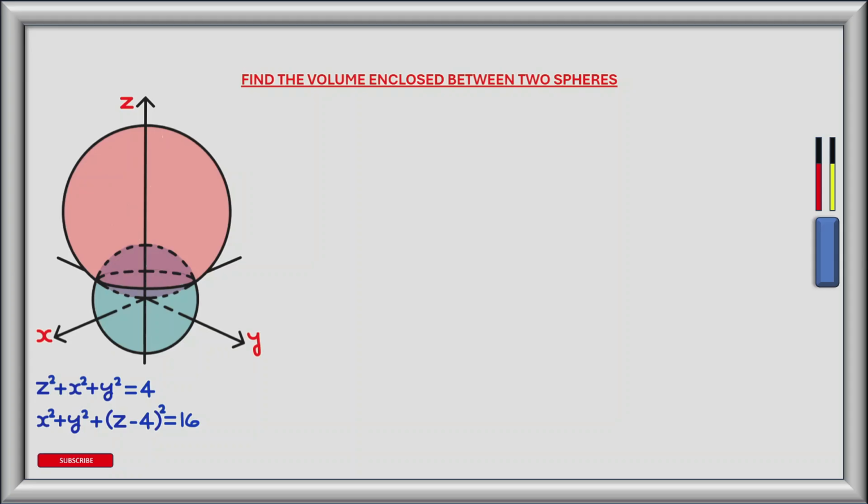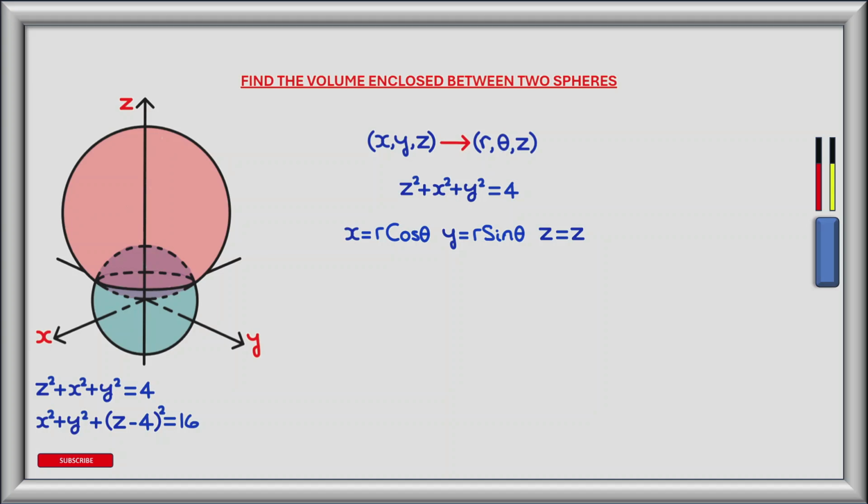the red sphere. Our first step in finding the enclosed volume is to convert the Cartesian equations of both spheres into cylindrical coordinates. And so beginning with the blue sphere, whose Cartesian equation is z squared plus x squared plus y squared is equal to 4, we need to convert the x, y's and z's to r, theta and z. The way we do that is we substitute r cos theta for x, r sin theta for y, and z remains the same, so z equals z.